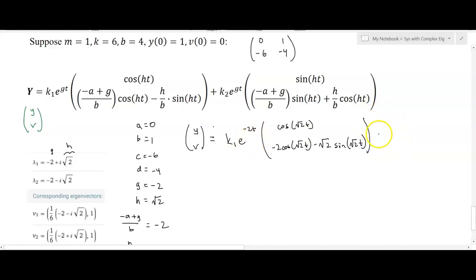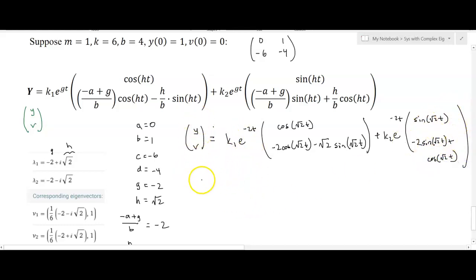So the second term is going to be plus k2 e to the -2t times sine of square root of 2t. And then down here, same thing as the cosine function from the other half, -2 sine of square root of 2t, and then plus h over b. H over b was square root 2, so it's going to be plus square root 2 times cosine of the square root of 2 times t. There we go. And that closes that vector.